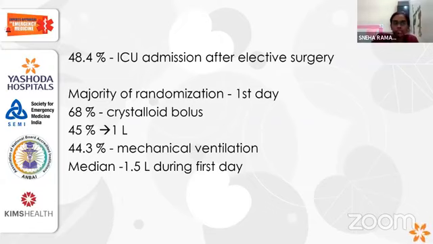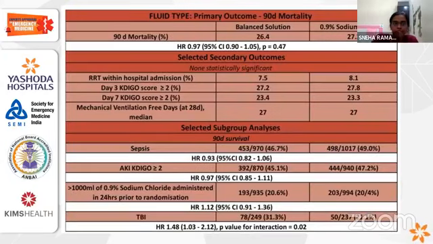The other results were that 48% of patients were admitted after elective surgery, and the majority of the randomization happened on the first day of admission, and 68% got crystalloid bolus, and 45% got 1 liter of bolus. And among the patients, 44% required mechanical ventilation, and the median value of fluid administration was 1.5 liters, that was administered to the patients during the first day.